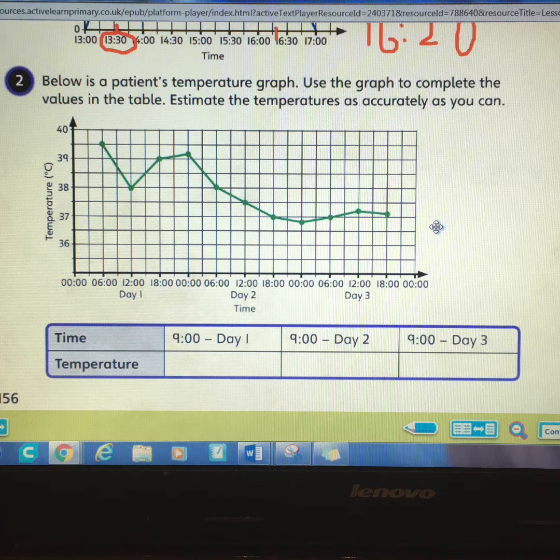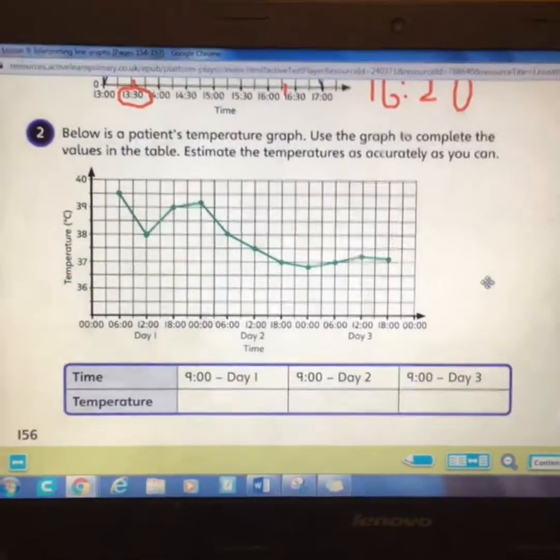So first things first, gather all the facts you know about it. Read the labels. What is this graph showing you? Then have a look at the scale. Can you work the scale out? And then have a go at answering the questions. Okay, so this is about estimating the temperatures. Okay then, let's have a look.